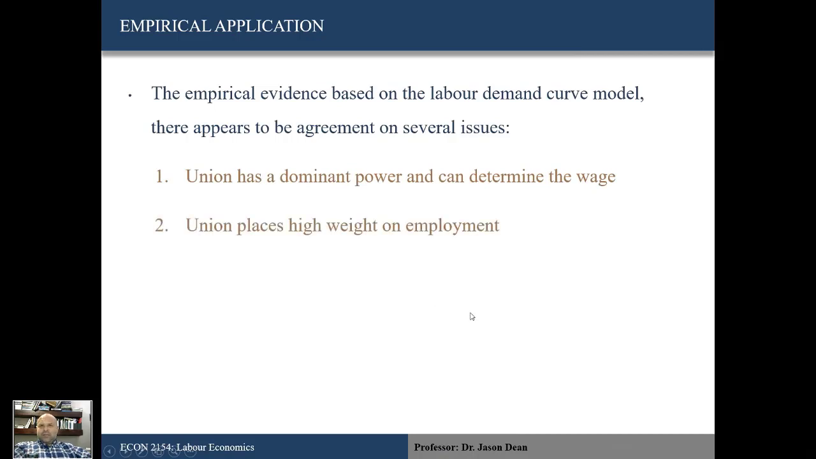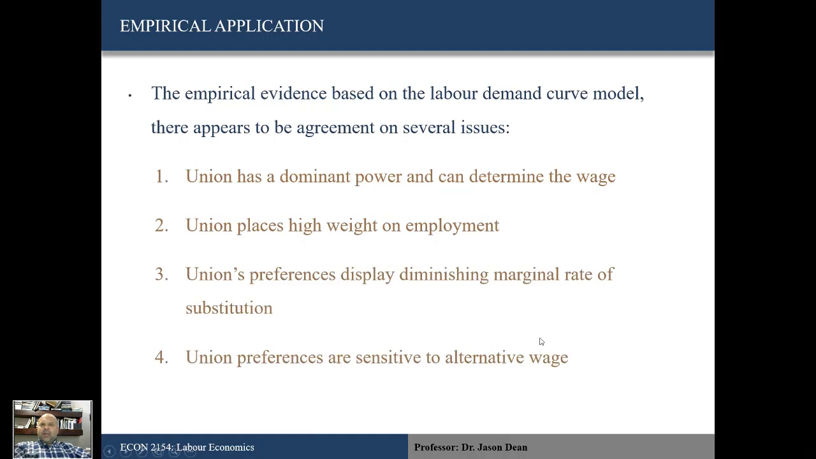The empirical evidence based on the labor demand curve model appears to be in agreement on several issues. One is that the union has a dominant power and can determine the wage. Second, the union places a high weight on employment, unions' preferences display a diminishing marginal rate of substitution, and union preferences tend to be sensitive to the alternative wage.